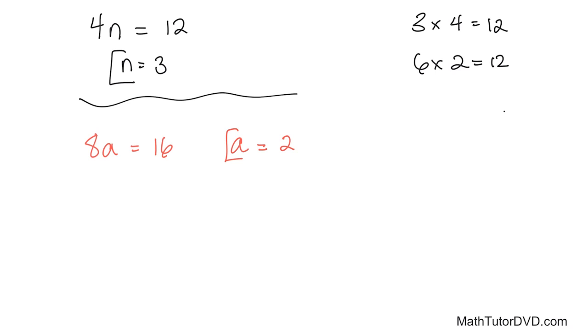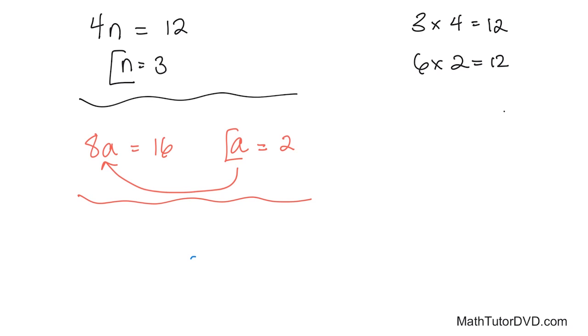Okay, so when you take this letter a and you stick 2 in here, you can see that 8 times 2 is 16, and it satisfies this equal sign. This equal sign means that whatever's on the left must be equal to whatever's on the right. So 2 is the only number that works there. So these are variables. In this case, n was equal to 3. In this case, a was equal to 2. Now let's do another really quick, simple one before we close here.